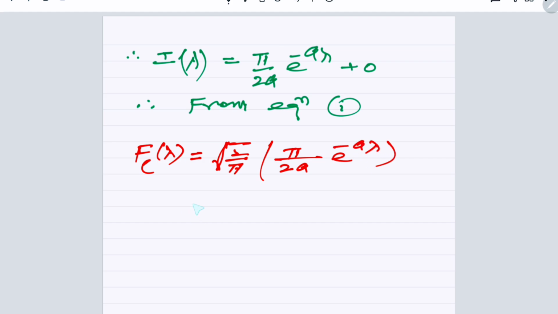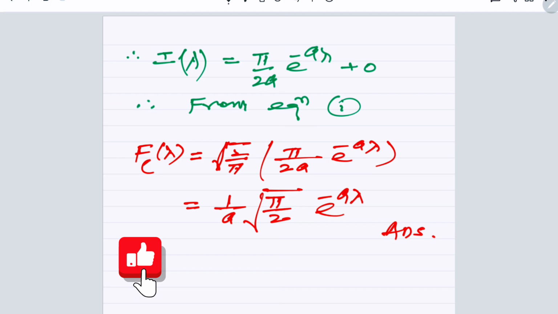Once again rewriting it, 1 by a is the outside constant term, and the remaining term is square root of pi by 2 multiplied by e raised to minus a lambda, which is the required value of that cosine transform.